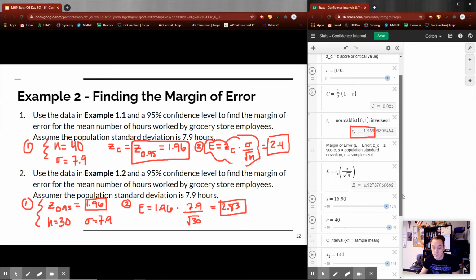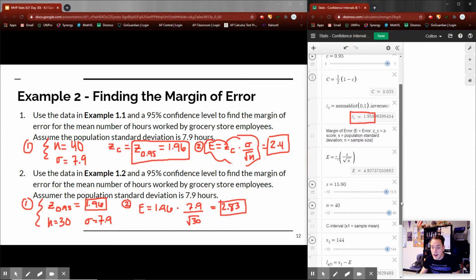Let's go to the first one. If I scroll down, it tells you now your margin of error calculator, where n is your sample size, s is your population standard deviation, and then, of course, your z sub c is your z-score, or what we call your critical value.